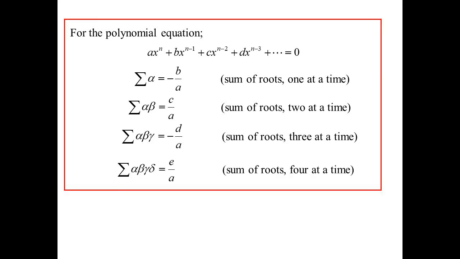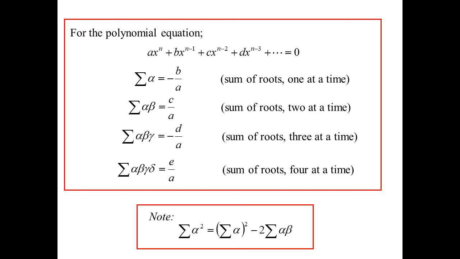4 at a time will always be e on a, and you could just keep going. 5 at a time would be minus f on a, 6 at a time g on a, and so on and so on. Highly unlikely we'll get ones past a quartic, but I mean it would work.